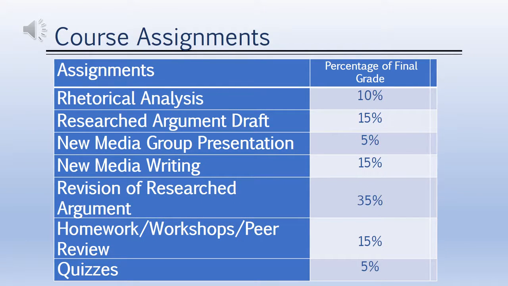The grading for the course reflects that we are working essentially toward one project. As you'll note, the largest percentage of your grade, 35%, comes from that revised researched argument that is the last assignment due during the last week of the semester. Because that argument will essentially derive from all of the other work, each building block is worth 10 to 15%, and quizzes and homework make up the remaining 20%.